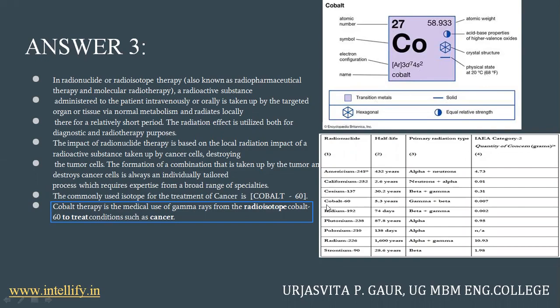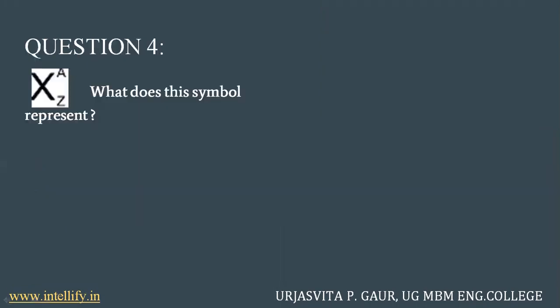You can also observe that cobalt 60 has a half-life of 5.3 years and has gamma plus beta as its primary radiation type. So I hope you're able to understand, and now you get the reason why cobalt 60 is most commonly used in the therapy of cancer. There are a lot of other examples also, but cobalt 60 has less dangerous effects on humans, so it's most commonly used. So the next question is, what does this symbol represent?